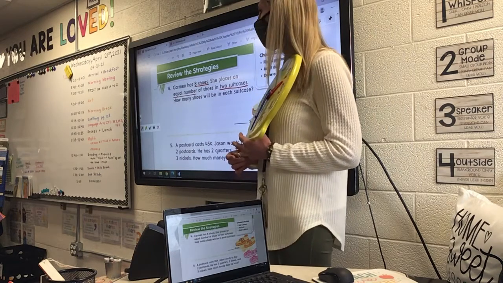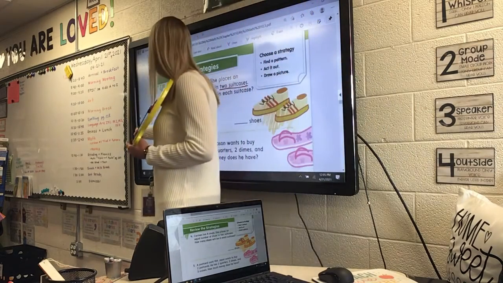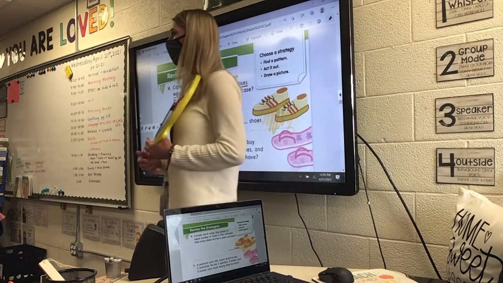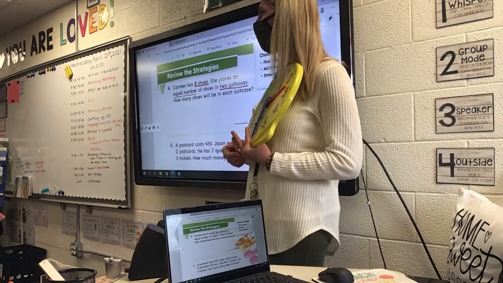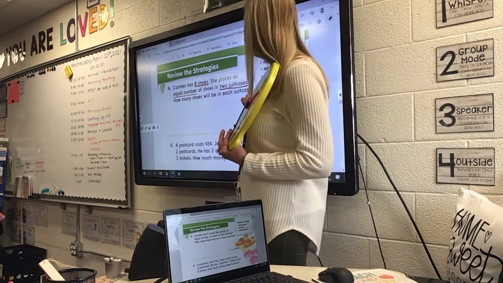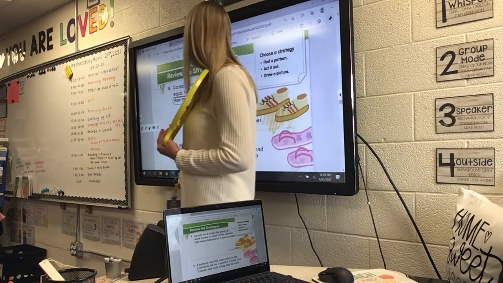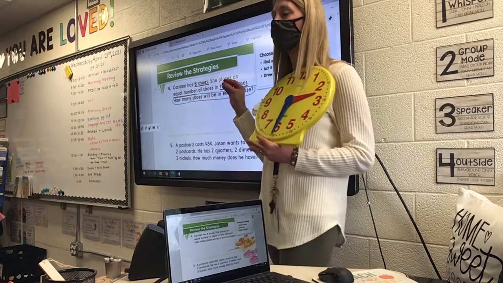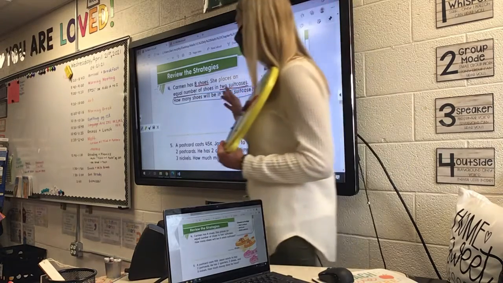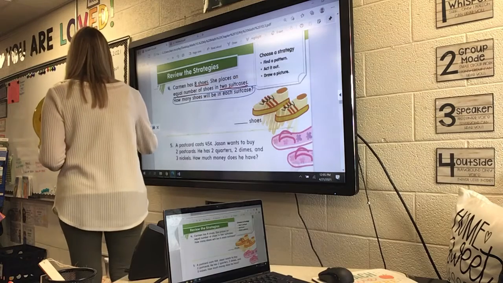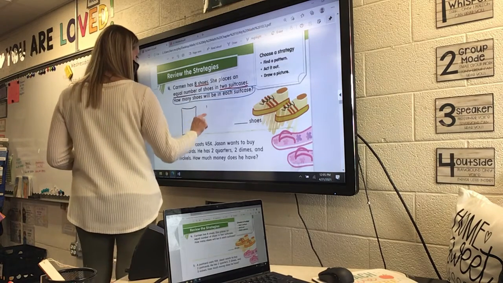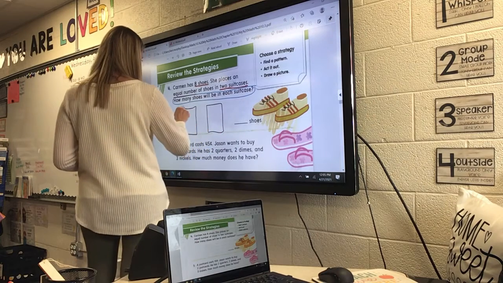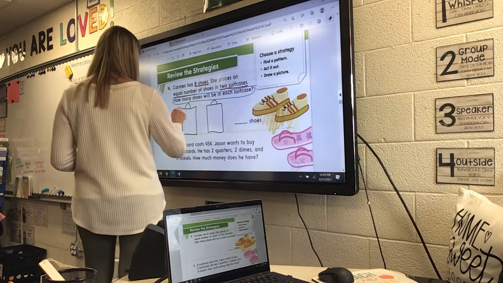Okay, now, our question is, what is our question? What are we trying to find out, Mason? Yep, how many shoes are in each suitcase? And each suitcase should have an equal number. So this is what I'm going to do. I'm going to pretend that these rectangles are my suitcases. I might put a little handle. Okay.